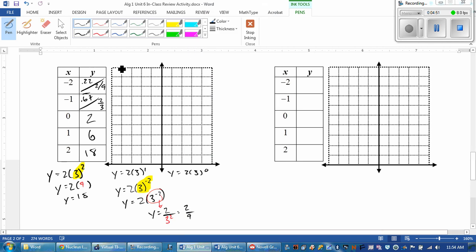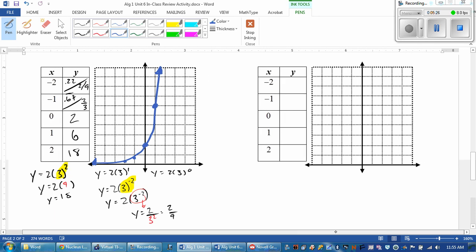So now that we have all that, we can graph. So at 0, we're at 2. At 1, we're at 6. So 1, 2, 3, 4, 5, 6. At 2, I can't even graph it because it's really high. So at -1, we're at 0.67, and at -2, we're at 0.222. So remember, just do the best that you can and then graph, okay? Don't forget to add your arrows.